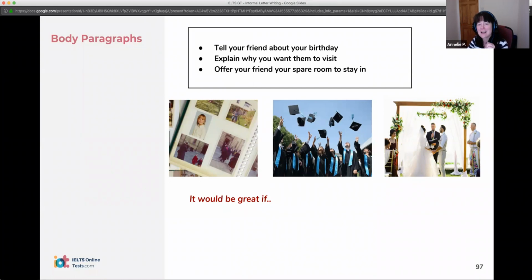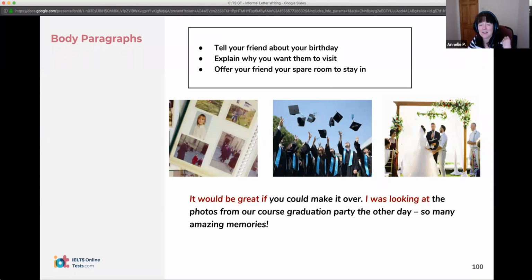So you're telling them about that. So it'd be great if you could make it over. Or come over, visit, something like that. Okay, so a little bit more detail. I was looking at, how can we complete that sentence? I was looking at, okay, very good. I was looking at some old photos, some old photographs. I was looking at our school photographs. Very nice. Okay, we could relive those old moments. Very good.